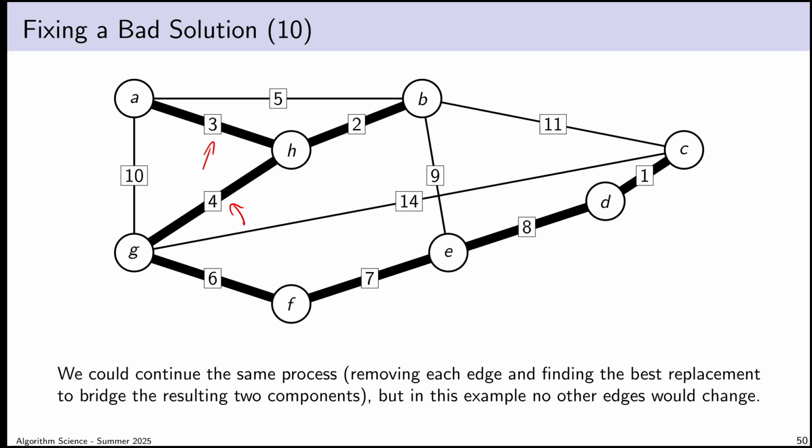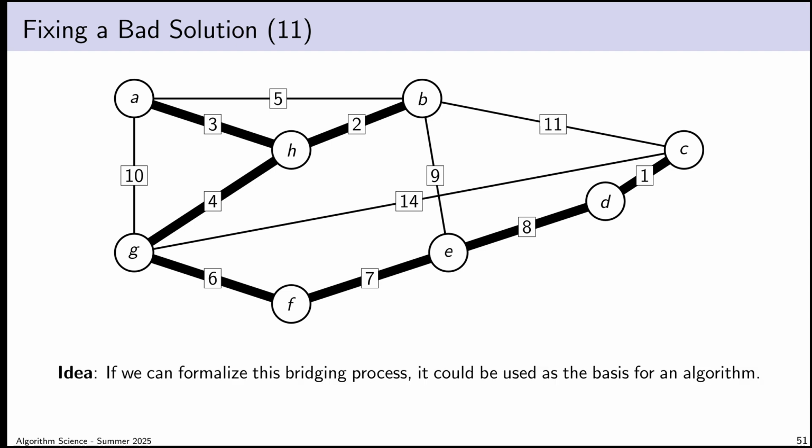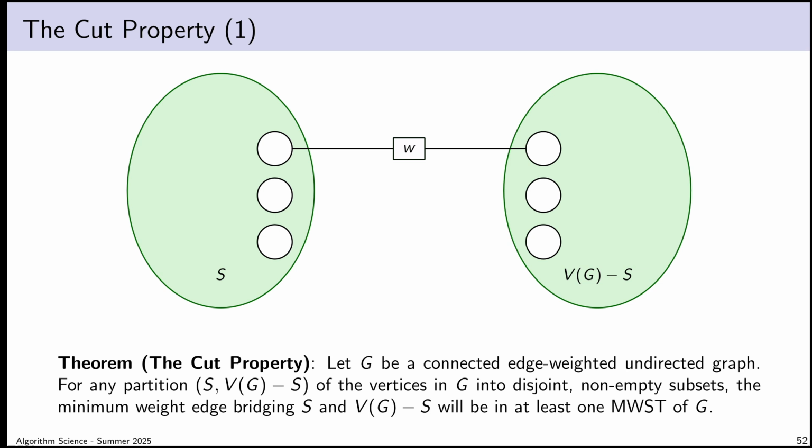But is it minimum? So of course, to define that, I need some kind of a theorem. I can't just say, it seems to me as if deleting edges and then choosing the minimum weight bridging edge is going to give me the minimum weight spanning tree. The property of being minimum is a pretty strict thing, so I have to be able to prove that. So if I can formalize this bridging process, then I could design an algorithm. So we need a theorem here, and it's a theorem I'm going to call the cut property, because it involves partitioning the graph into two pieces.